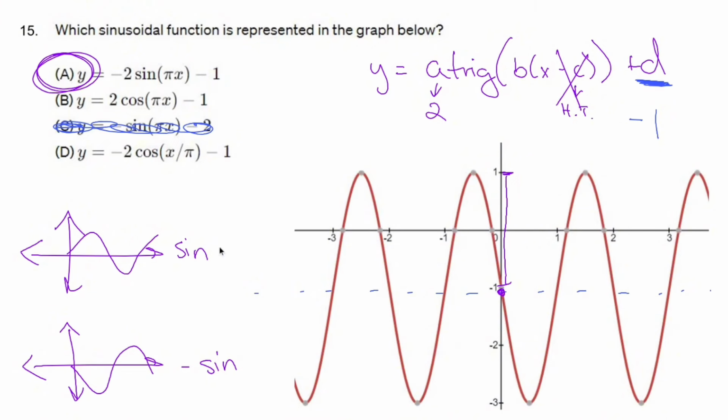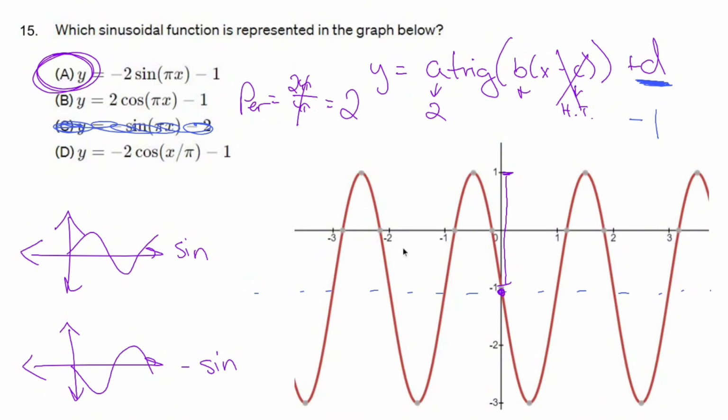Now let me make sure that I'm good and make sure that the frequency is pi. Now B stands for the frequency. What the frequency gets you is, if you have the frequency of pi, the period is going to be 2 pi over the frequency. So in this case, my period is 2.